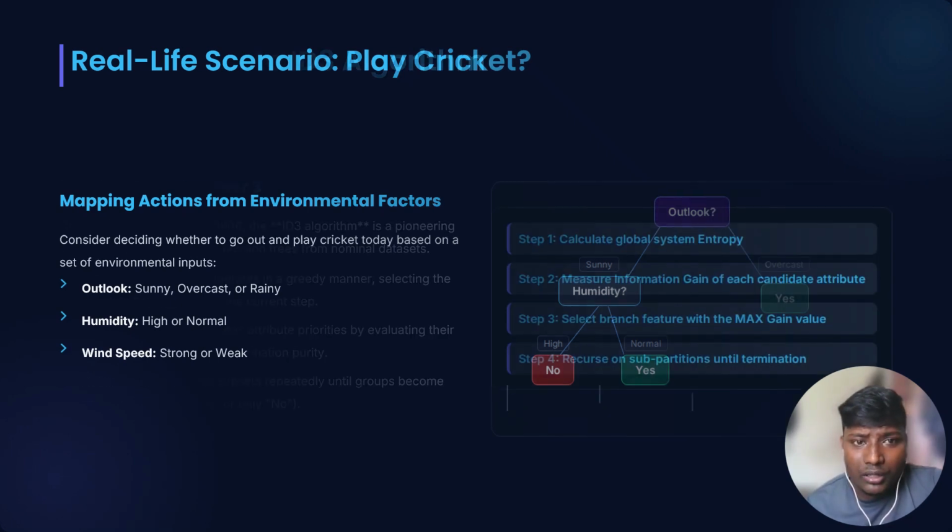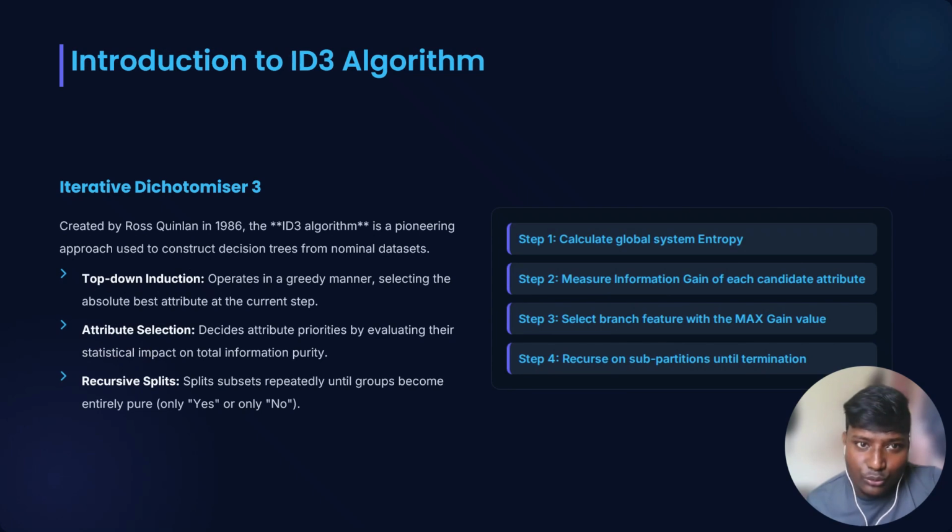Now we construct the tree using the traditional algorithm, that is the ID3 algorithm. So how do we actually build one of these trees from a raw data set? We can't just guess which question to ask first. We need an algorithm. This is the ID3 algorithm, and ID3 is a greedy top-down algorithm. Greedy means it makes the absolute best choice right now at the current step, without worrying if it will cause issues later down the line.